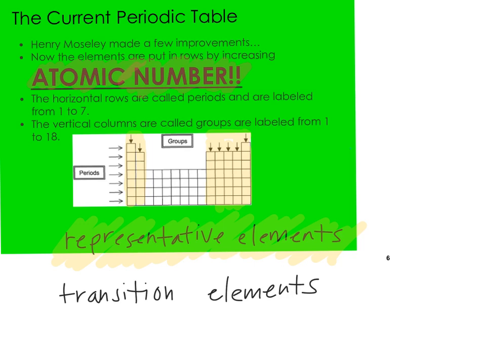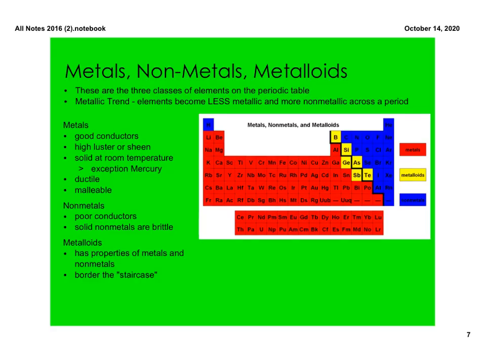The other classification is the transition elements, or the transition metals. And so the transition metals are found in this area here on the periodic table, along with the 2 rows that are at the bottom too, that are not on this particular picture. Because of how the periodic table is laid out, it's also organized by metals, nonmetals, and metalloids. And so these are the 3 classes of elements on the periodic table.